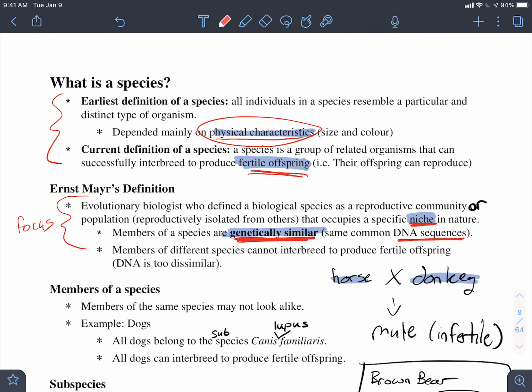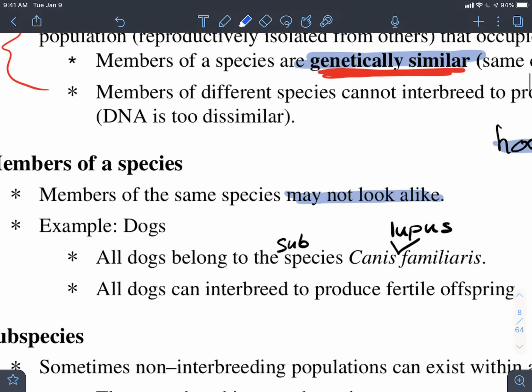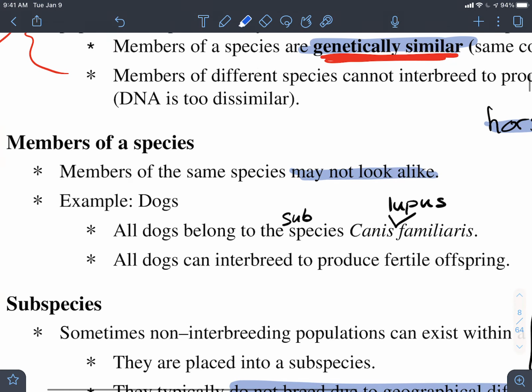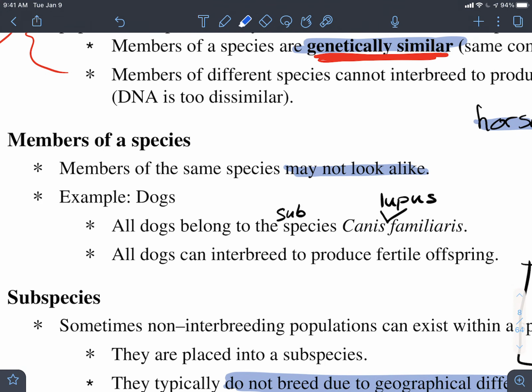Members of the same species may or may not look alike under our new definitions. So they may not look alike. This is the case, for example, in dogs. So all dogs belong to the subspecies Canis lupus familiaris, and we should watch out that this lupus should be included in there. Previously, they would have been categorized possibly even as Canis familiaris, but now that we know that they're very much related to wolves, and in fact a subspecies of wolves, they are listed this way, Canis lupus familiaris. You'll see this naming on the next page.